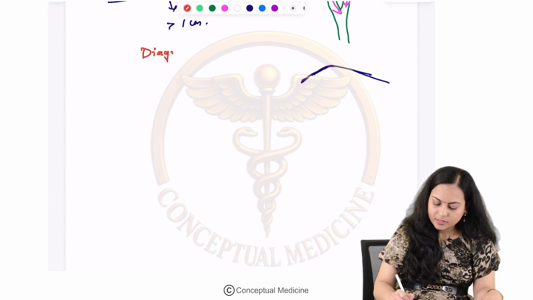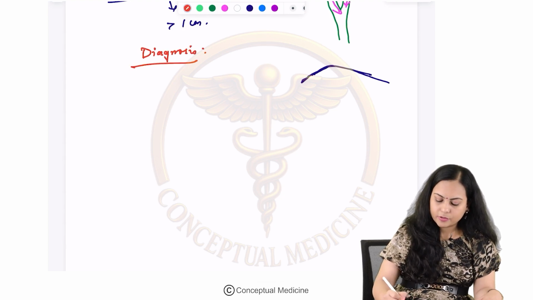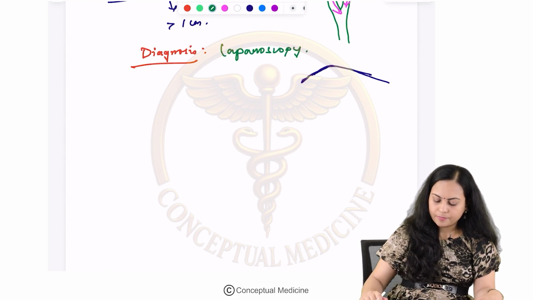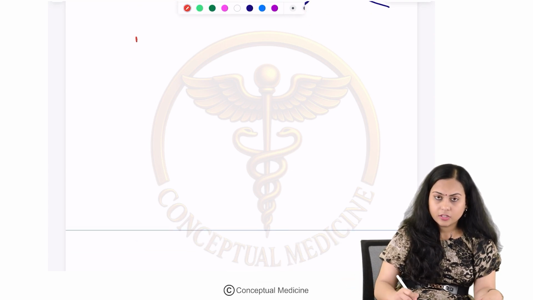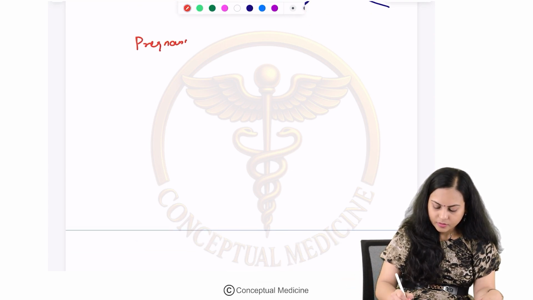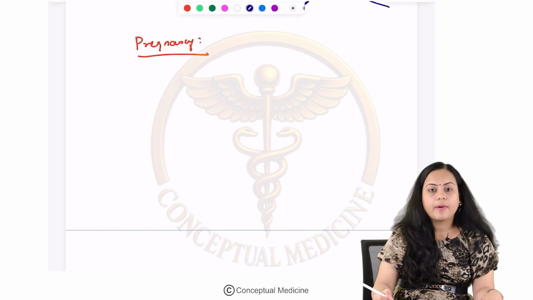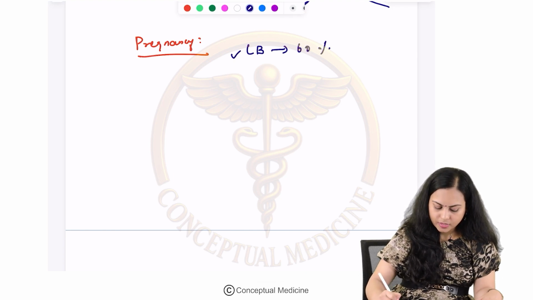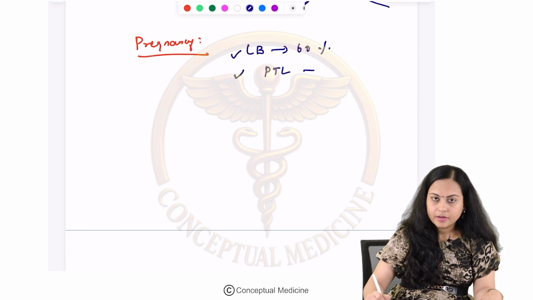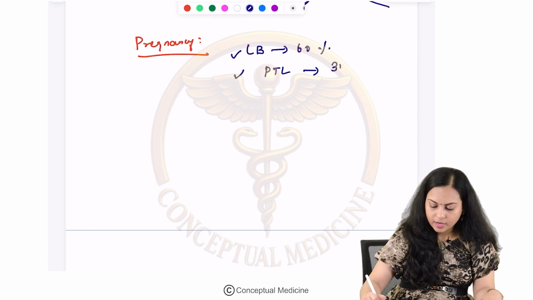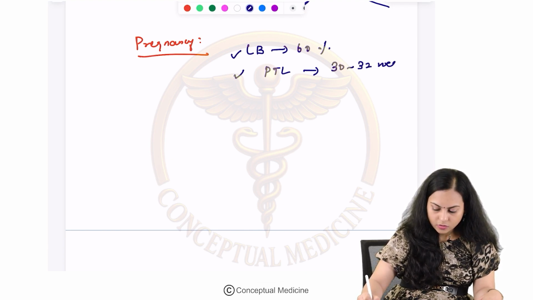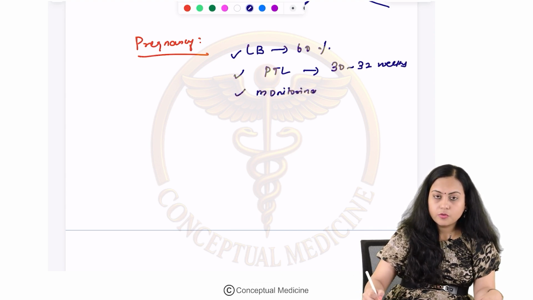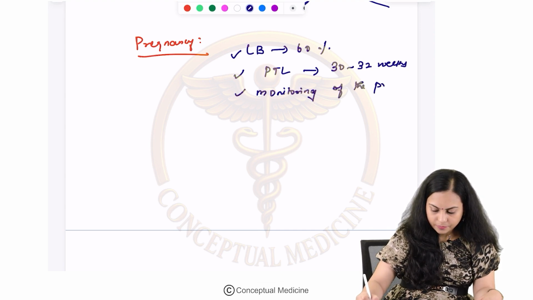Then, final diagnosis, yes, which is the gold standard now? Laparoscopy. Final diagnosis can however be made by laparoscopy. And when we see the complications with pregnancy, bicornuate uterus has a live birth chance of around 60%, and preterm labor can occur in bicornuate uterus around 30 to 32 weeks. Okay, and you have to do monitoring of the pregnancy.